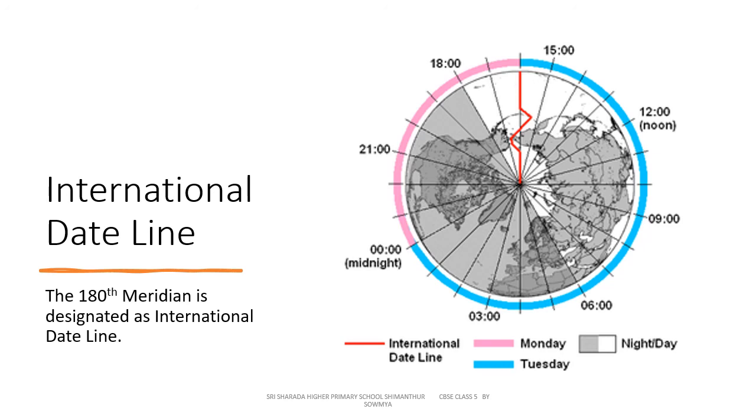Similarly, if we cross it from east to west, we drop a day. Therefore, it is necessary to make correction of dates while crossing the international dateline.